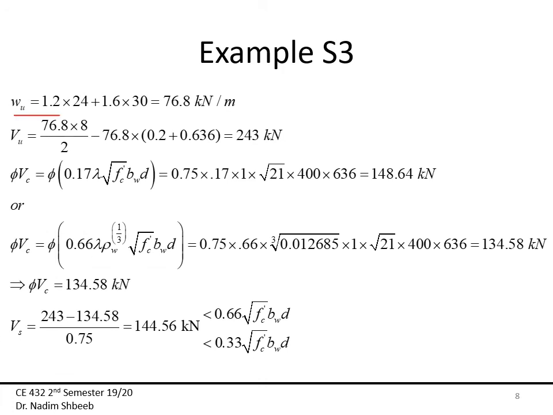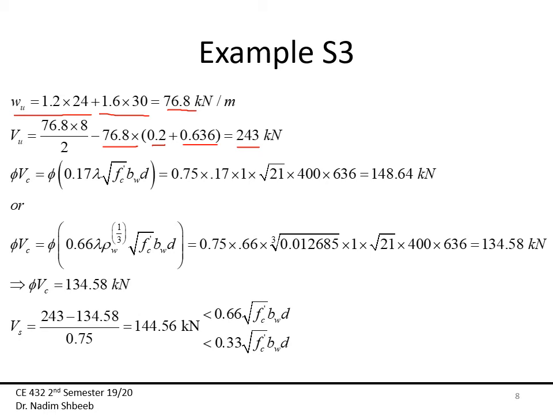So now W ultimate is 1.2 times 24 plus 1.6 times 30, so this would be my 76.8 kilonewton per meter. All right, the distance is 8, so this is my W times L over 2 minus W times half of the column plus D. Again, I'm going from the center of D, so this is equal to 243 kilonewton, because as you see, the load started at the middle or at the half of the column. So now this is my V ultimate.